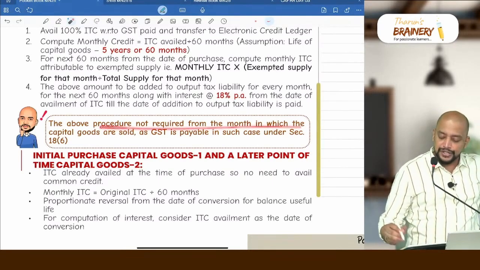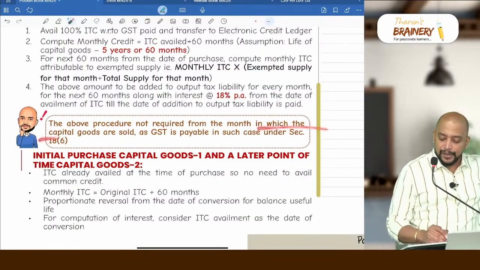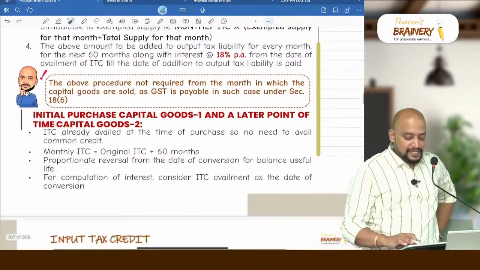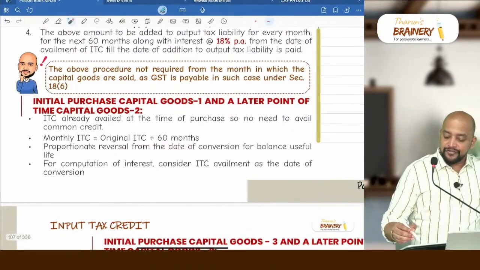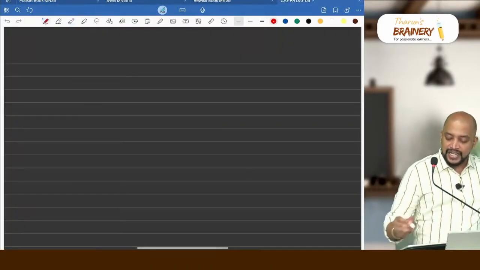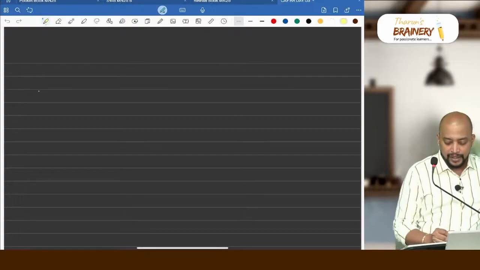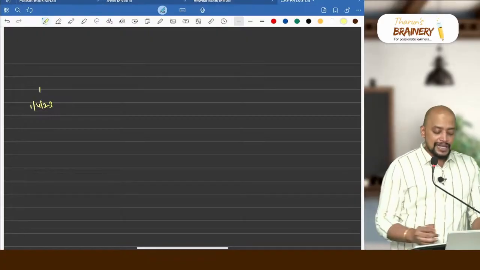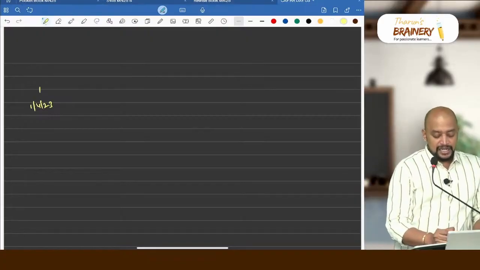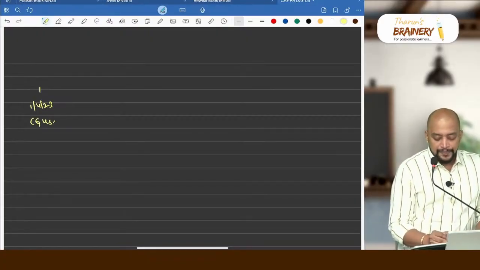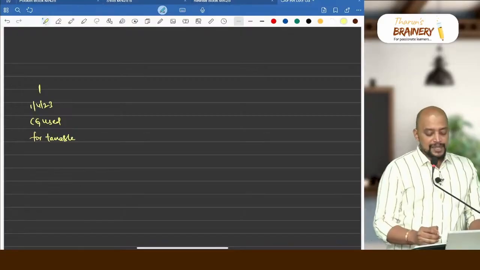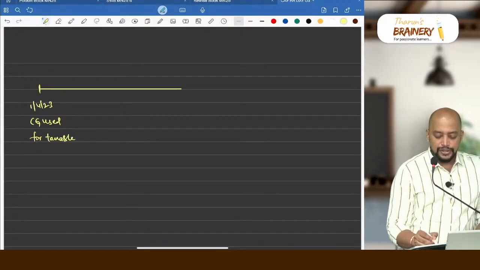So the above procedure is not required from the month in which the capital goods are sold, as GST is payable as per 18(6). Then say this, initial purchase you are using for CG1 means what? Initially I purchased some capital goods. Say for example, on 1/4/2023 I purchased some capital goods, and this is used for taxable. So on 1/4/2023 we purchased capital goods and it is fully used for taxable.